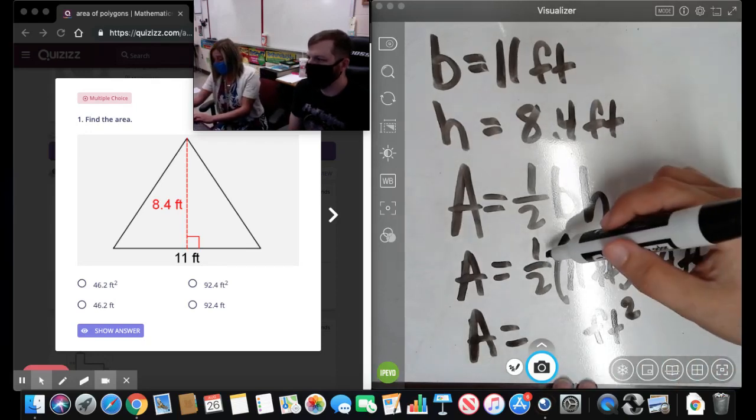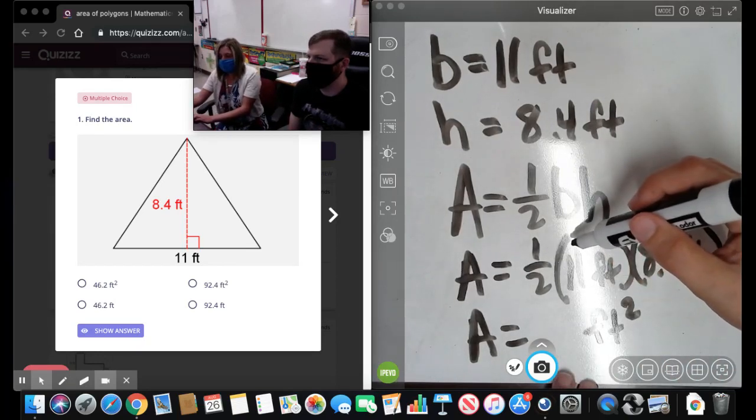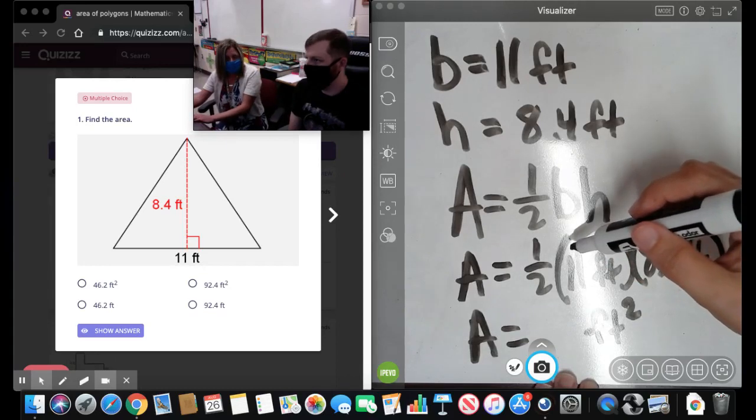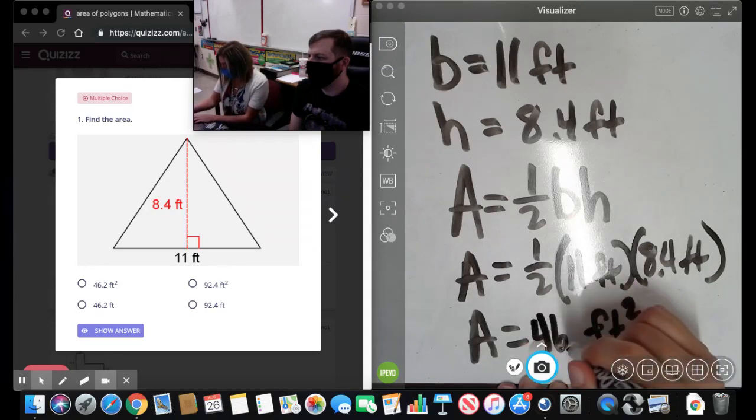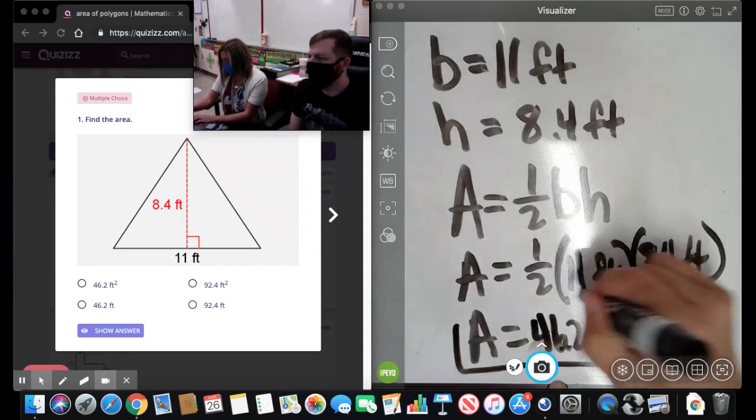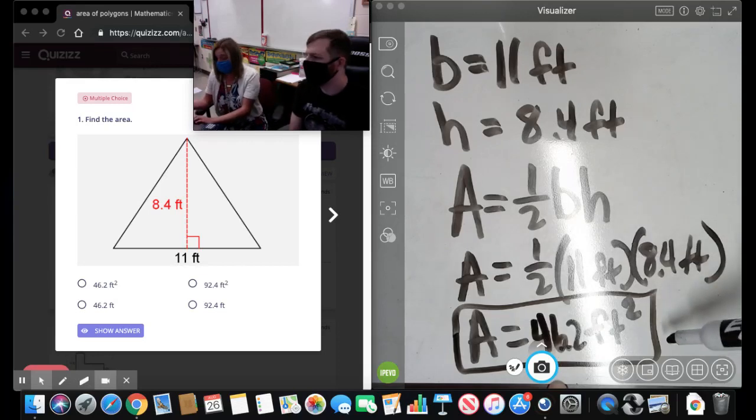Now, 1/2 times 11, I know half of 11 is 5.5. But I do not know right off the top of my head what 8.4 times 5.5 is. So I'm going to use my handy dandy calculator, Mr. Carmen. And I get 46.2. So the area of that triangle is 46.2 feet squared.